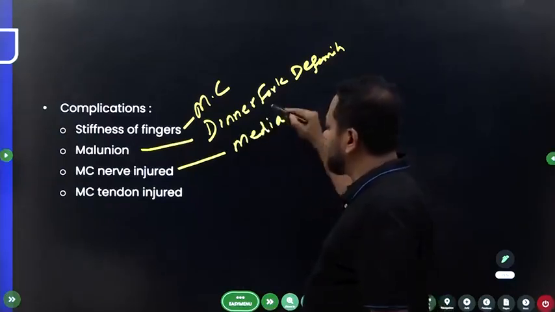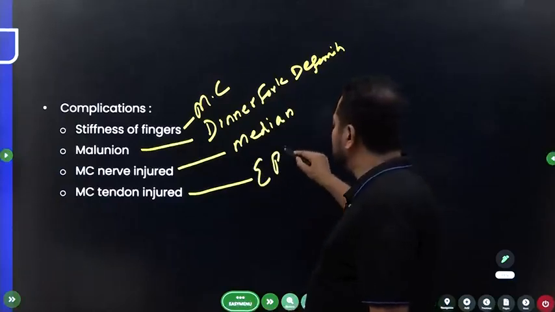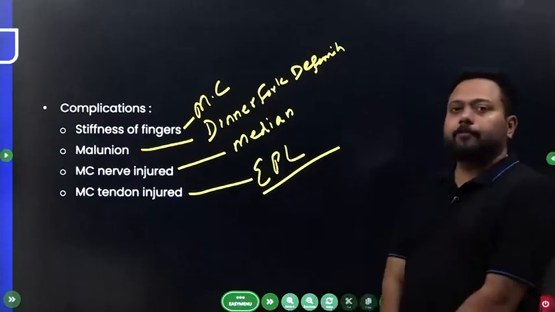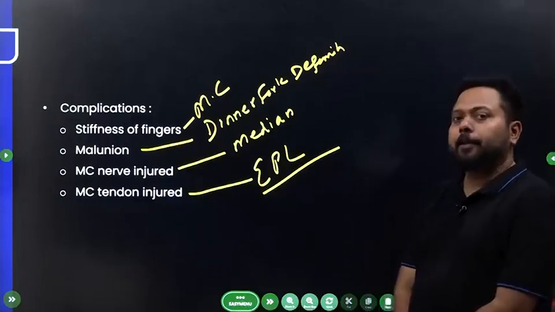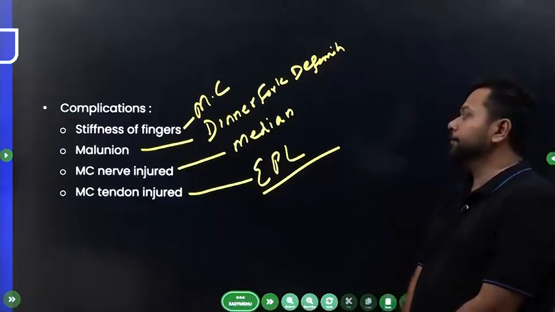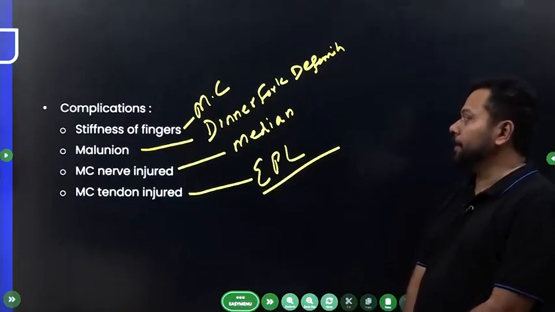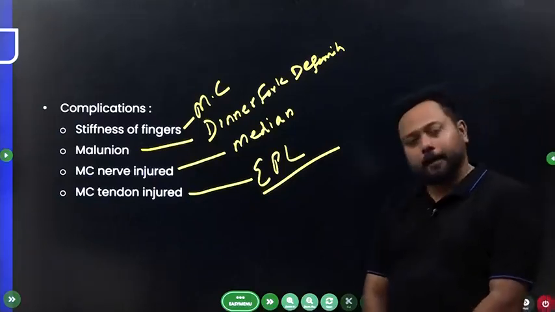Median nerve, most common. And most common tendon, it is extensor pollicis longus. So, okay, most common complication is stiffness of finger. The second common complication is malunion. It causes dinner fork deformity. Most common nerve that is damaged is median nerve, and most common tendon that is damaged is extensor pollicis longus tendon.